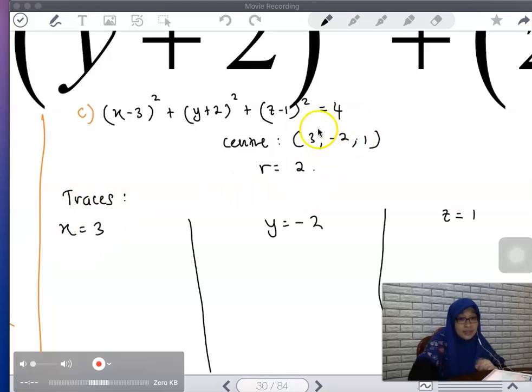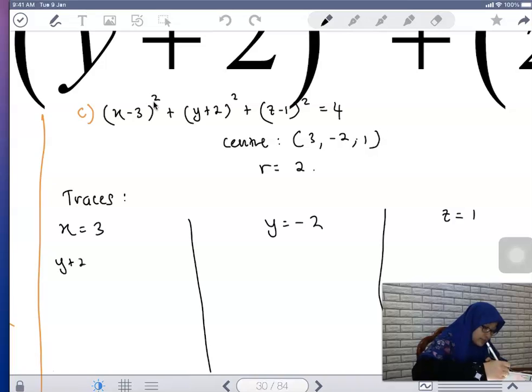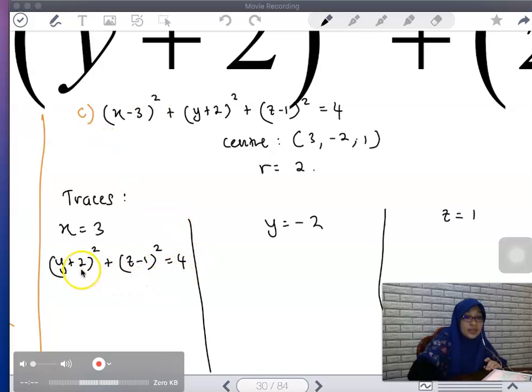It refers to the center of that particular graph, or the symmetrical line of that graph. In this case, we have a circle or sphere, so we have to look at where the center is. Now by setting x equal to 3, this part becomes 0. Then your equation is only (y plus 2) squared plus (z minus 1) squared equal to 4, and you get a circle with radius 2, and the center is at (-2, 1).